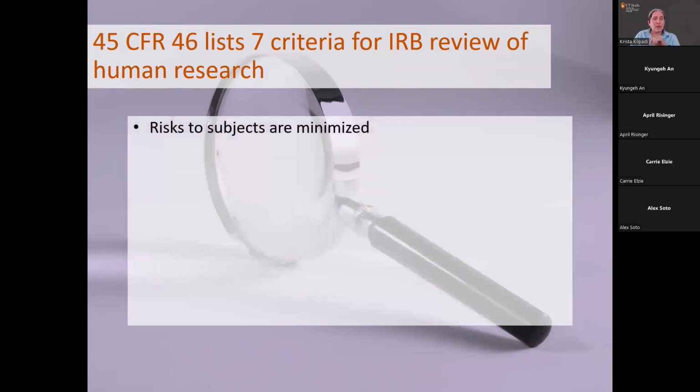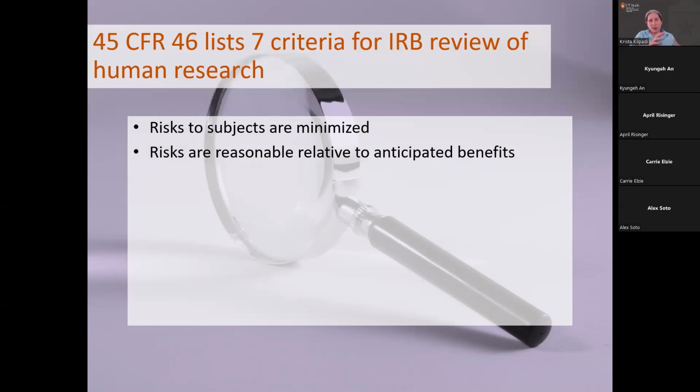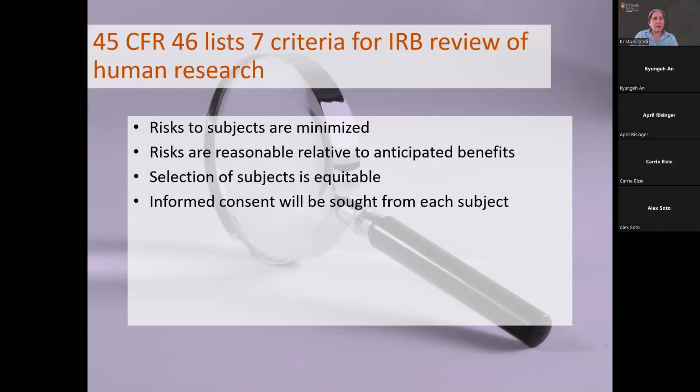The questions are, first of all, whether the risks to subjects are minimized, whether the risks are reasonable relative to the anticipated benefits. And you can see how these kind of connect back to those Belmont Report principles, right? To the beneficence, balancing risks and benefits. You want to make sure that the selection of subjects is equitable. That goes back to that Belmont principle of justice.